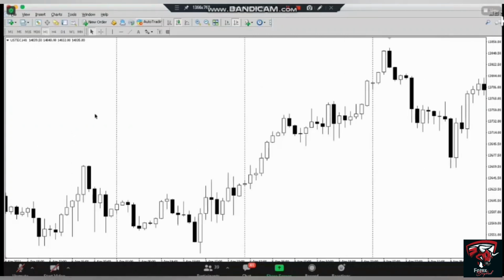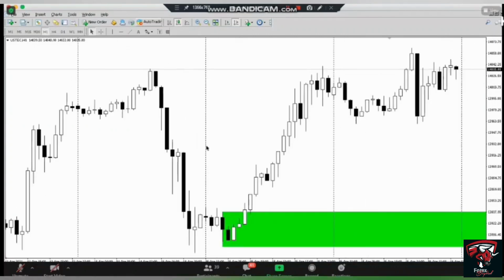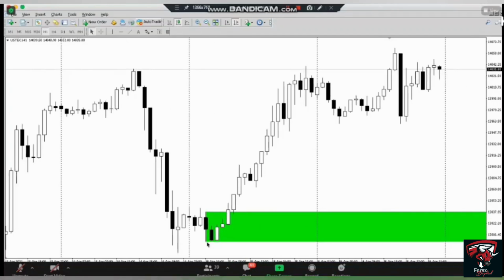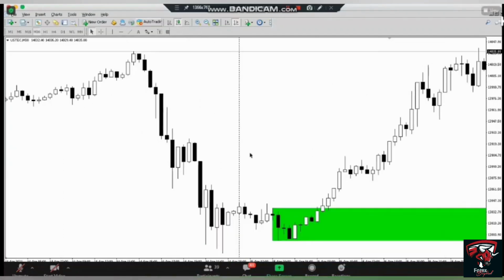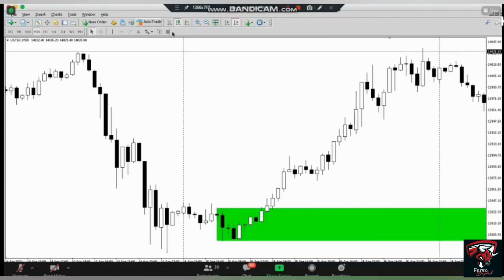I want to see, is there something inside here? Okay, I want to see M30. Is there an order block? Okay, I see something here. M30 has something here. So there's two. There's something here from M30 and engulfment happening here inside. Right, I see something here. So I'm interested that, okay, I'm going to look forward on this one.